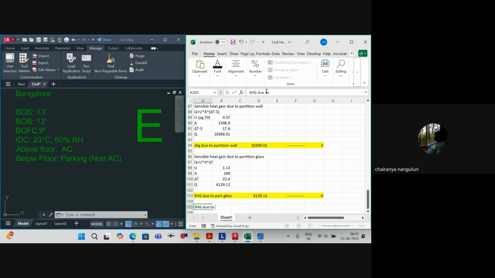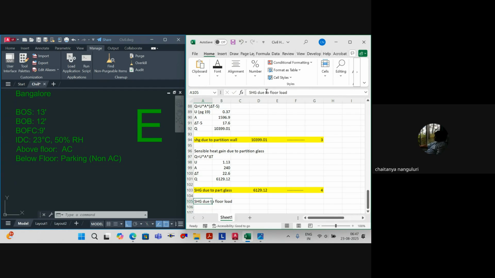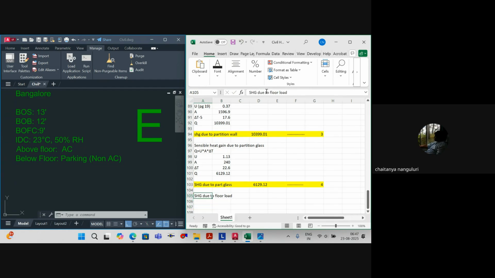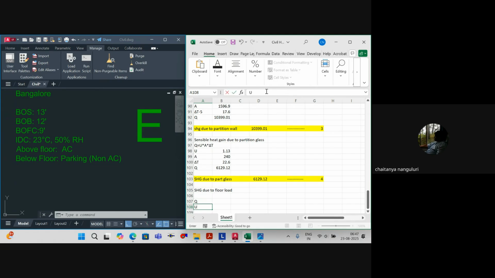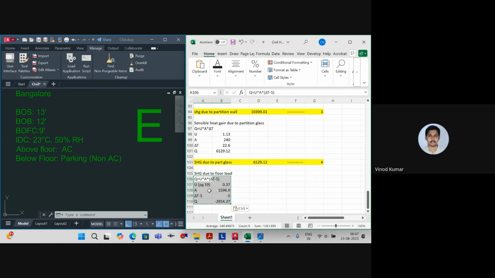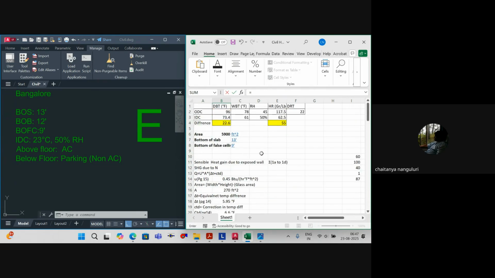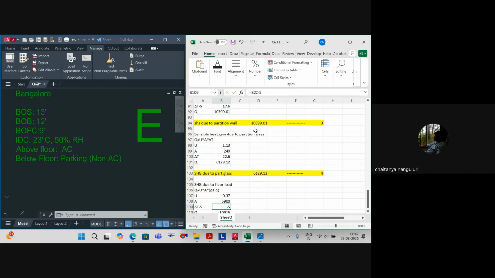Sensible heat gain due to floor load is Q equal to UA delta T minus 5. Same partition formula only you have to use, isn't it? The U factor you have to take differently, which we'll discuss. Area is nothing but the area of the air conditioned space. Total floor area you have to take, whatever space you're air conditioning.